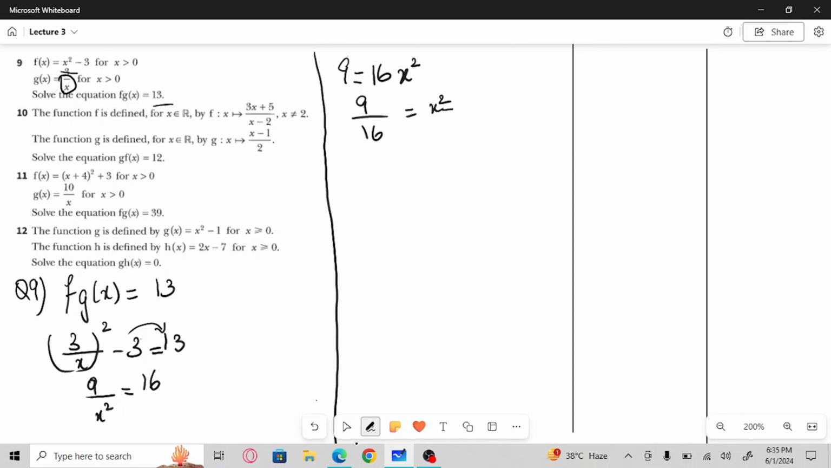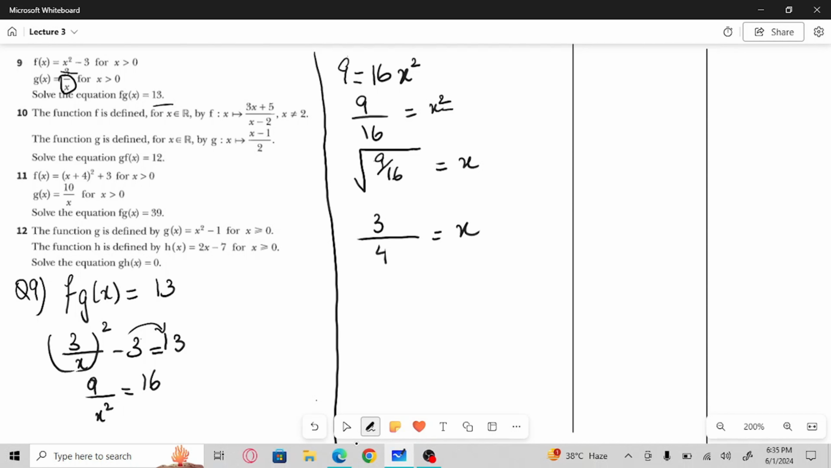In order to make this x, we have to make a square root here. So square root of 9/16 is equal to x squared, x in fact. And now individually, 3 threes is 9, so 3, and the square root of 16 is 4. So 3/4 is equal to x.